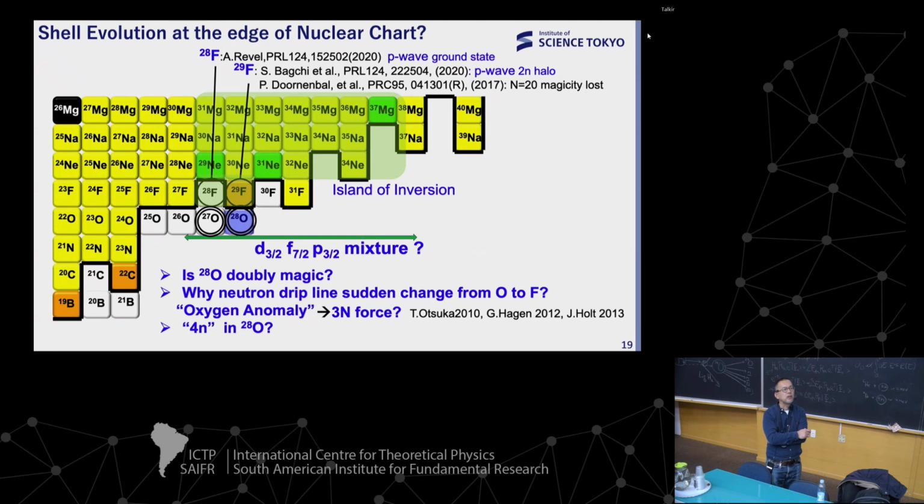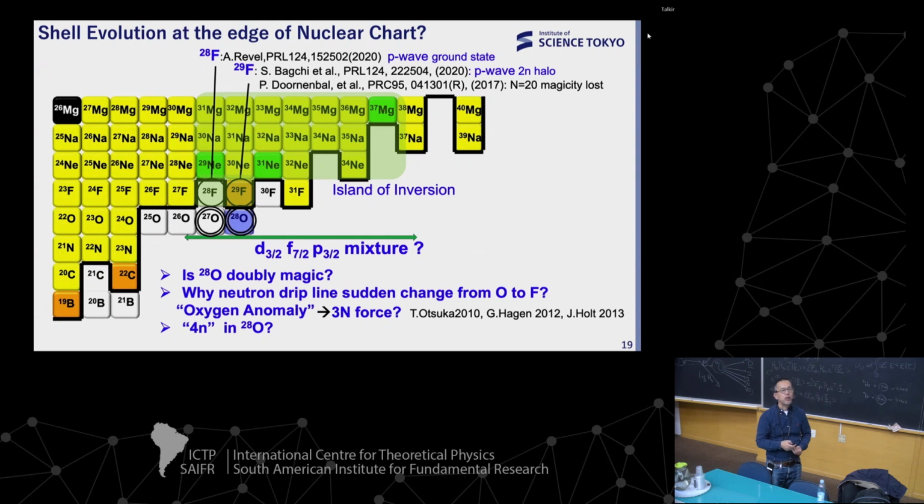Nico, just talk please in the microphone. I cannot hear you. So what does the three-body force mean, a repulsion? Yeah, I think it's repulsive.